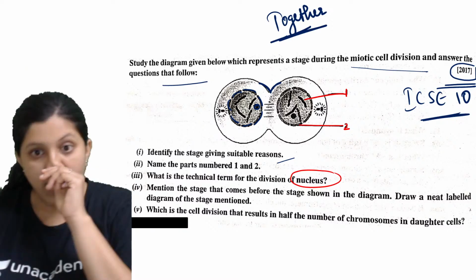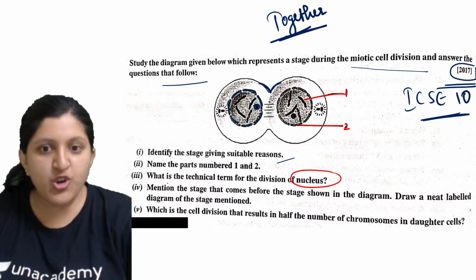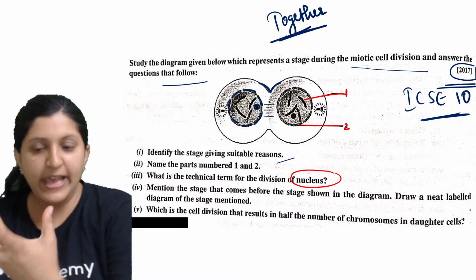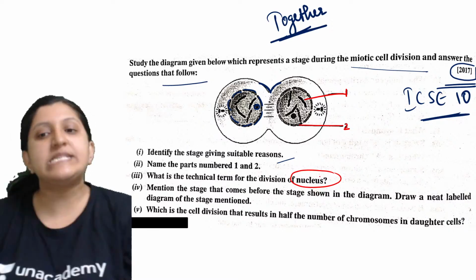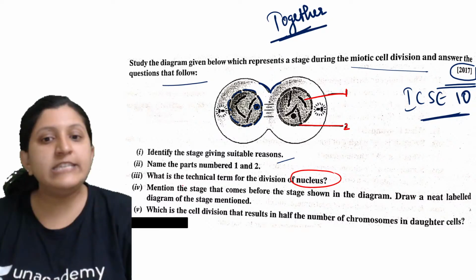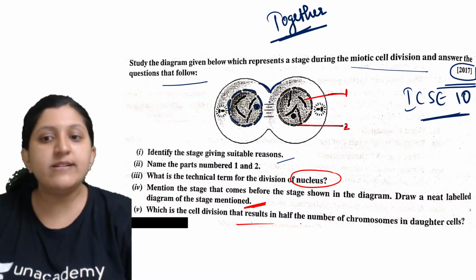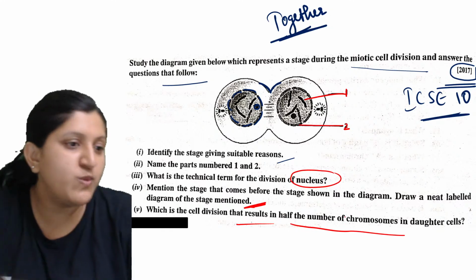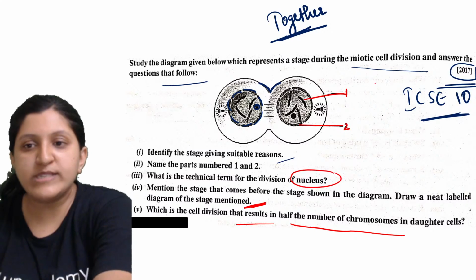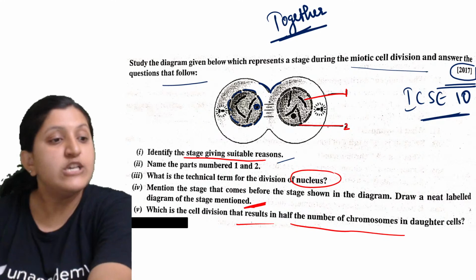Okay. So now what is the technical term for the division of nucleus? Then mention the stage that comes before the stage shown in here. So you need to mention which stage comes before this stage and draw a neat labelled diagram of the stage that is mentioned here. Which is the cell division that results in half the number of chromosomes in a daughter cell? So let's see this one. So basically this phase what you see now. So answer for this one, identify the stage giving suitable reason.